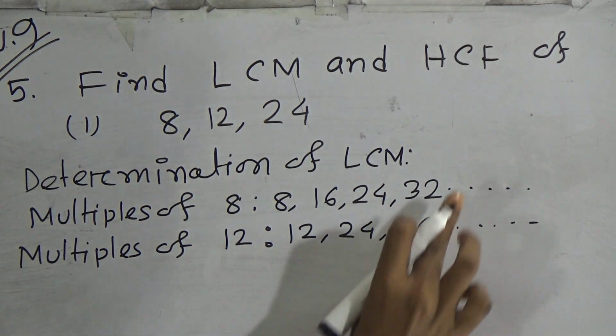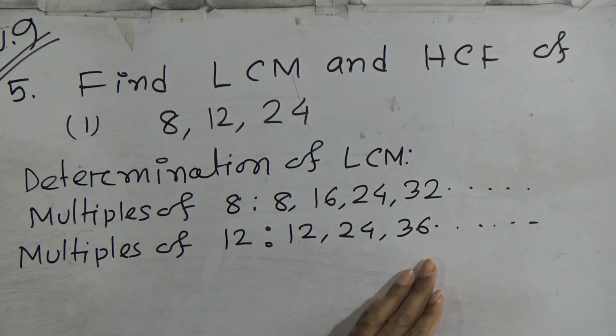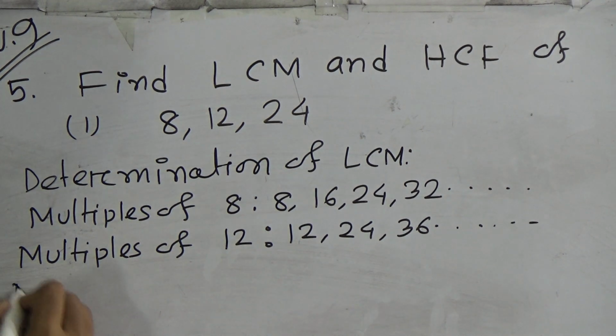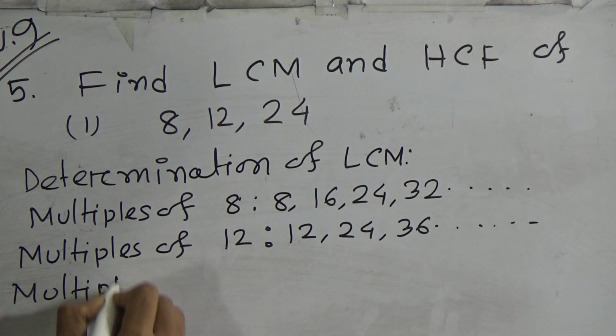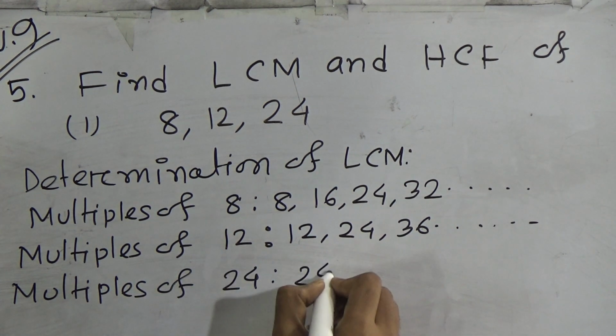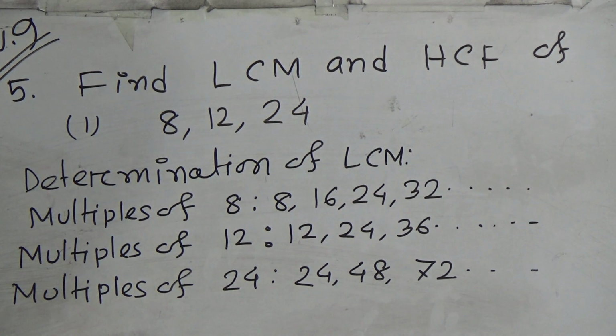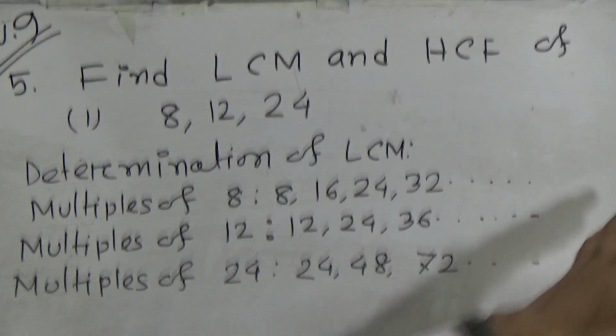Okay student, this means this is going on. That means this is not finished. 12, 24, then 36. Then multiples of 24: 24, then 48, then 72, like this way. That means at first we have to multiply 1, then 2, then 3. Okay, this is 72. Like this way you have to multiply 1, then 2, then 3.